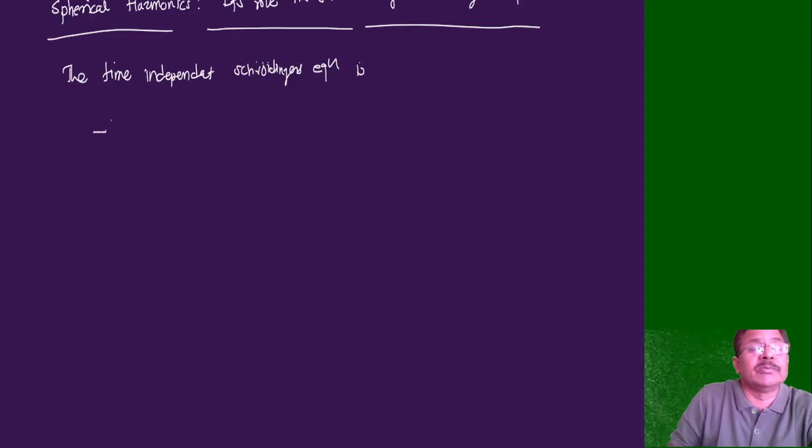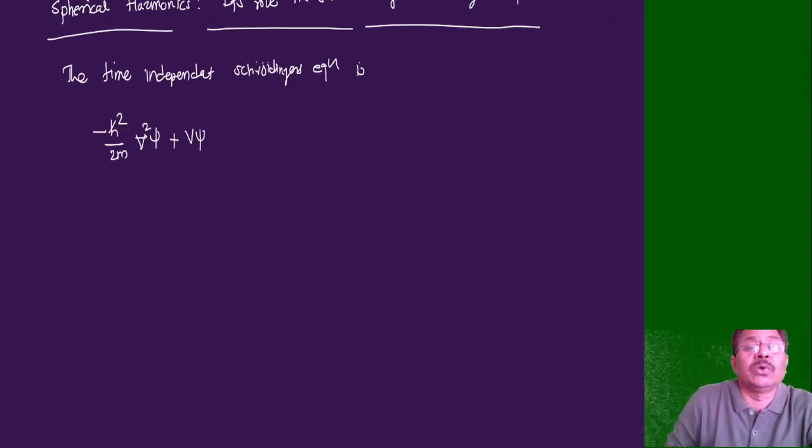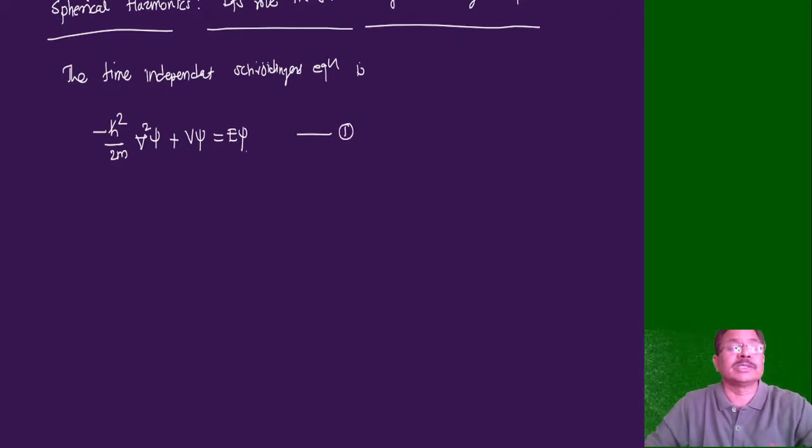This equation is given by minus h cross square upon twice m into del square into wave function psi plus, this time it is a potential, V psi is equal to E psi. Okay, this is the time independent Schrodinger equation. We all know this equation from TYBSc2.